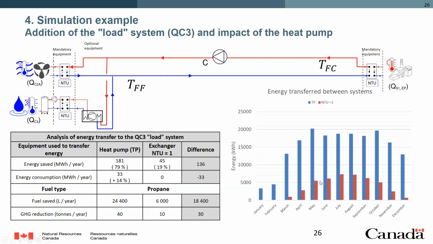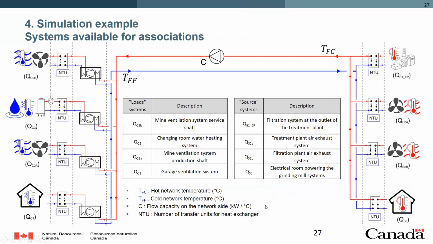Okay, on the right side, the graph shows the energy transfer between the systems if only a heat pump is considered, and it shows the monthly distribution of the energy for the year, or what happens in the case where only the heat exchanger of NTU 1 is considered. Then, as the rest of the system can be added, there are a number of associations that can be made, and this kind of opens the door to manual optimization using the tool of the simulator.